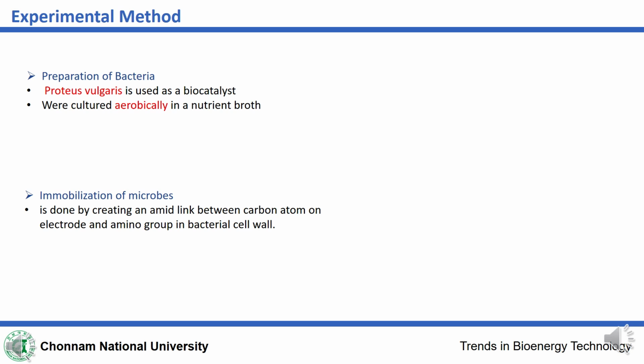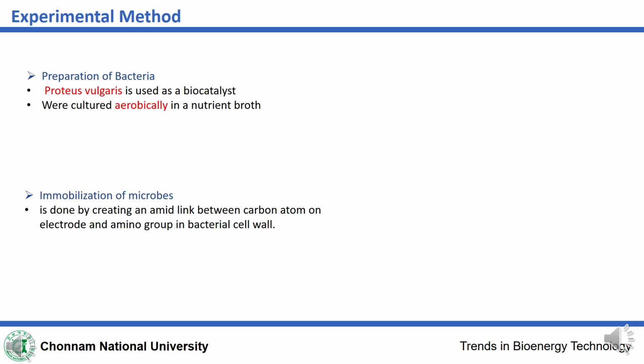Preparation of immobilized bacterial electrodes. Bacteria were immobilized onto the electrode surface by the formation of an amide link between oxidized carbon atoms on the electrode surface and amino groups in the bacterial cell wall using the carbodiimide technique.